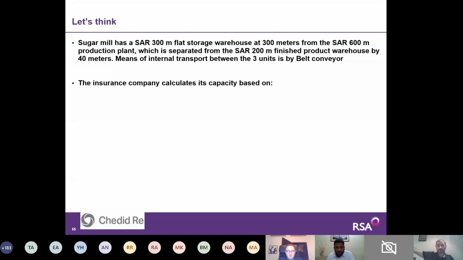and to the right, the finished product warehouse, but it's only separated by 40 meters. So 200 million Saudi riyals in the finished product, 300 million in the raw stock, and 600 million in the processing plant. 300 meters, 40 meters. The means of transportation from the raw to the processing is a belt conveyor. Processed goods are taken on another belt conveyor to the finished product stock. How do I calculate my capacity?